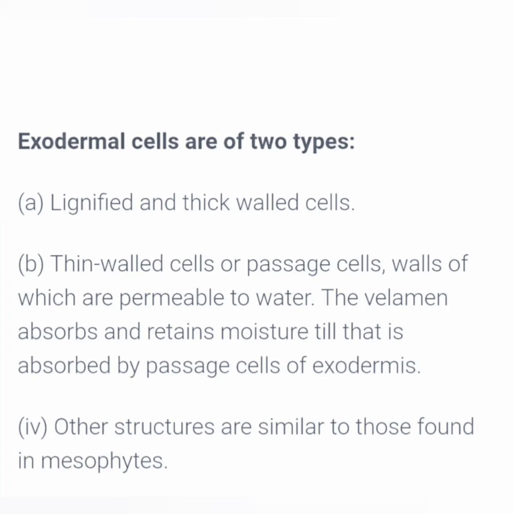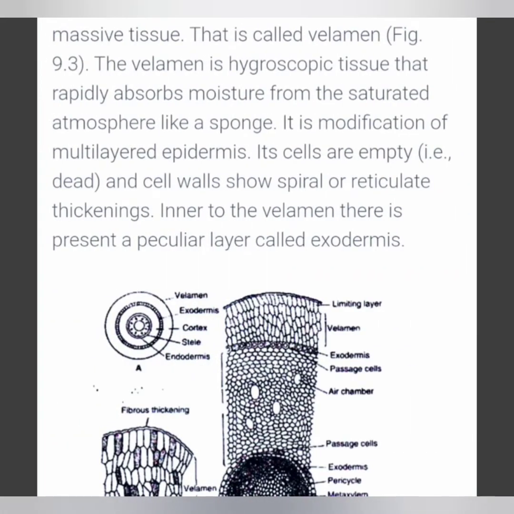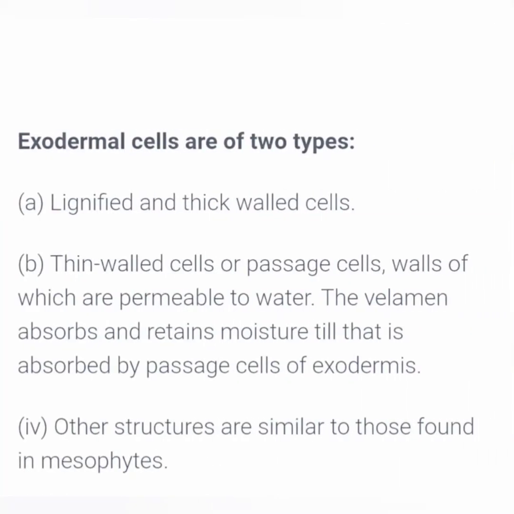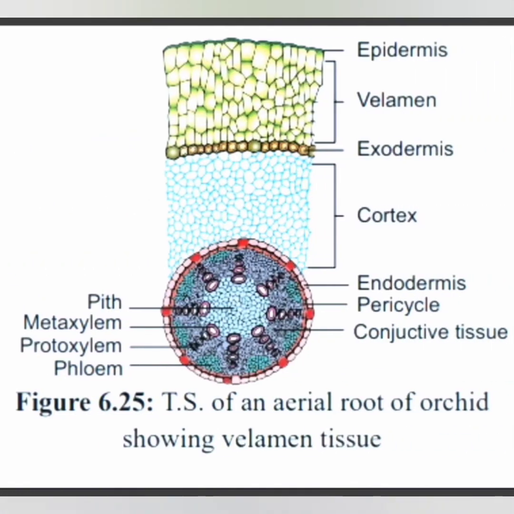And other structures can be seen in the epiphytes, which are similar to those found in mesophytic plants. So these are some of the anatomical features. This is the same thing in this figure: you can see the velamen just below the epidermis, and just below the velamen there is an exodermis through which water can pass.